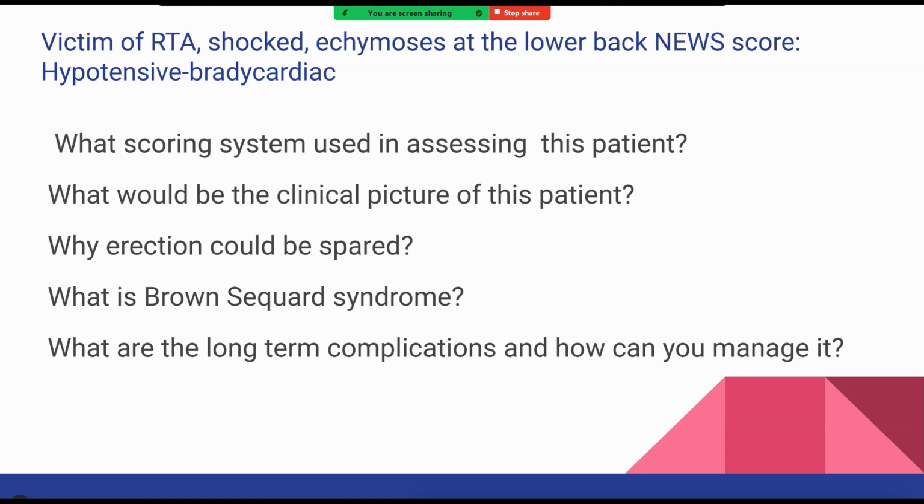Okay, so what scoring system will you use in the assessment of this patient? I want to come back to that. Okay. Sure. That's totally fine.